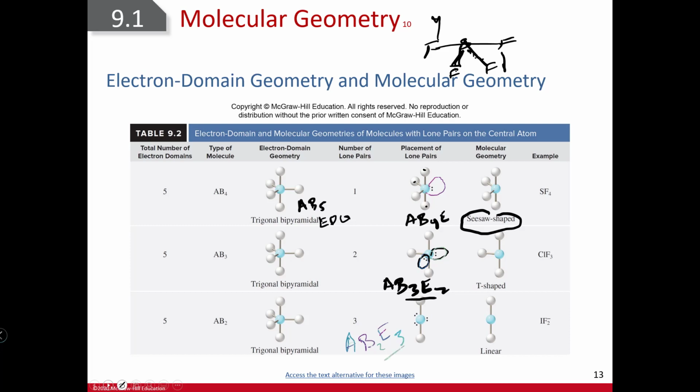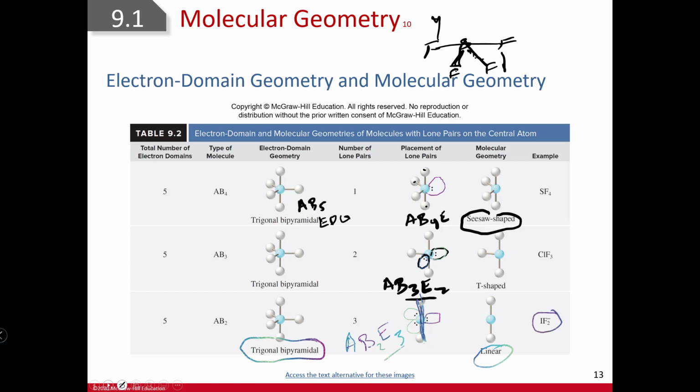Still has the electron domain geometry of trigonal bipyramidal. But over here, you can't see these lone pairs. So all you see is this vertical line here, and so you would say it's linear. And the example they give is IF2 negative.